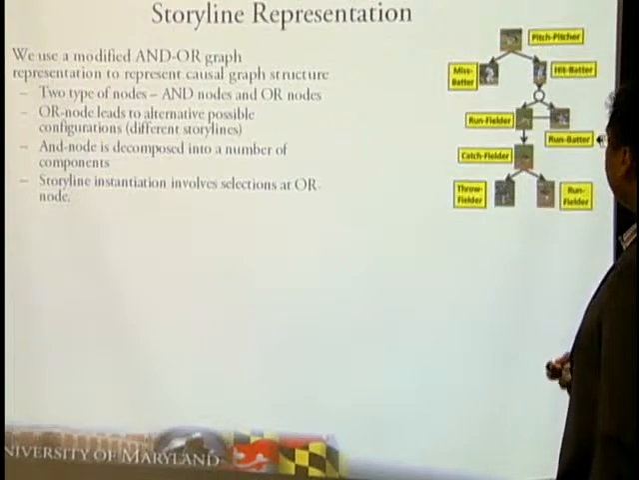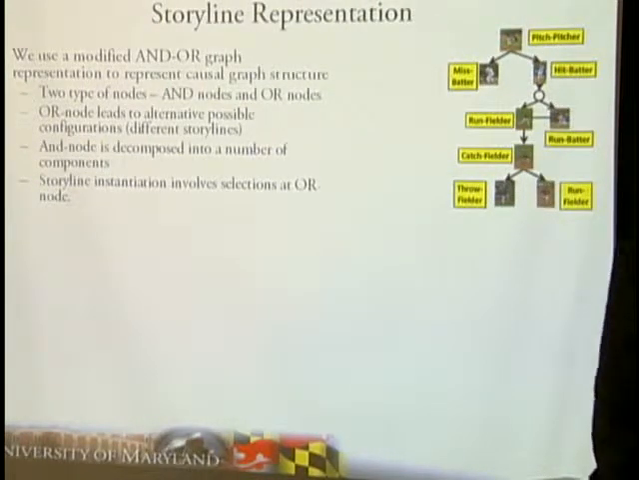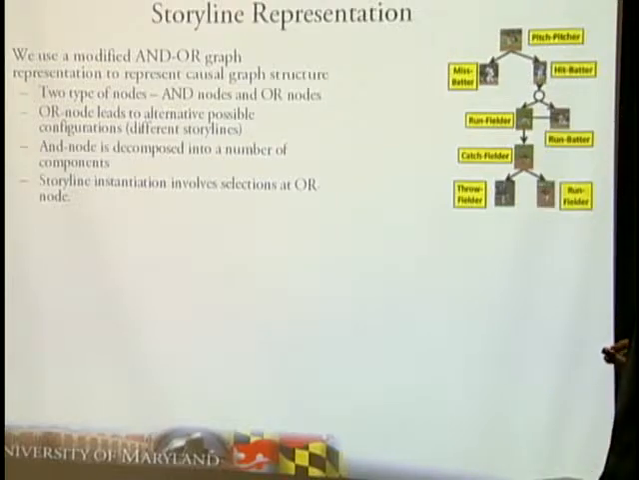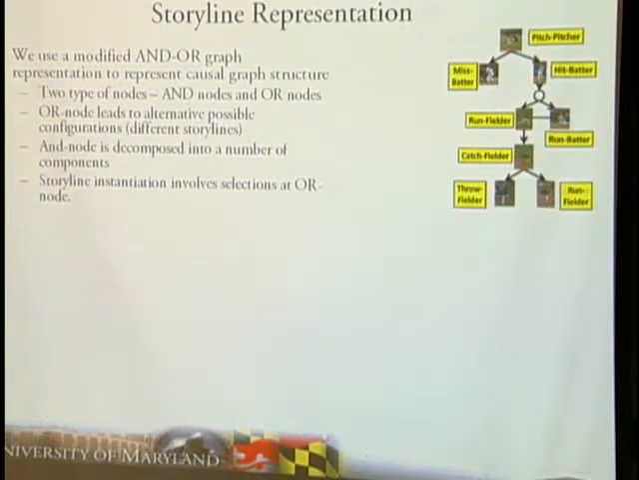So before I go into the details of how we learn a storyline model, let me first talk about the storyline model representation. We use a modified AND-OR graph to represent the storylines. Now, AND-OR graphs were introduced by Zhu and Mumford to represent grammar of images. However, in our case, we are using it to represent the causal graph structure. Now, an AND-OR graph consists of two kinds of nodes, AND nodes and OR nodes.